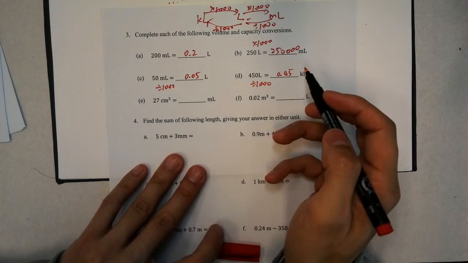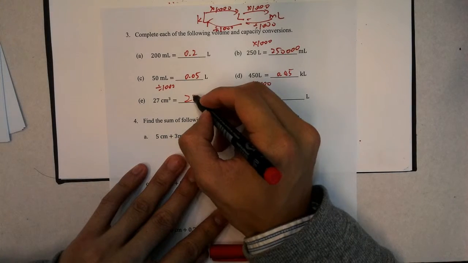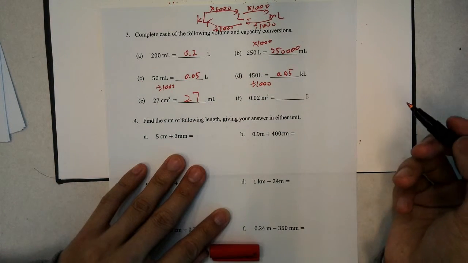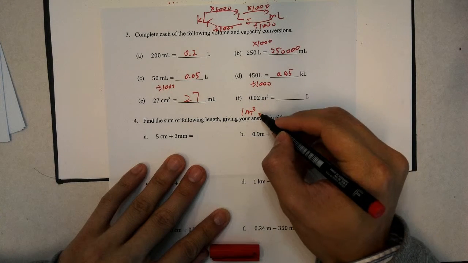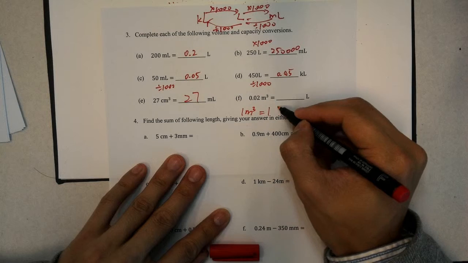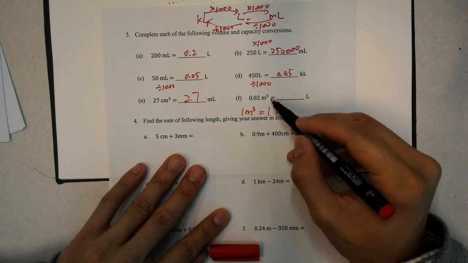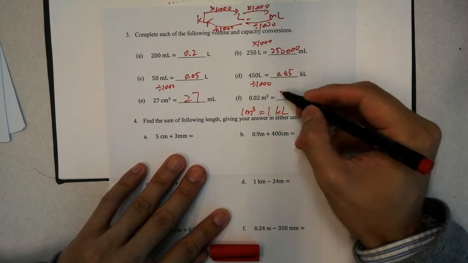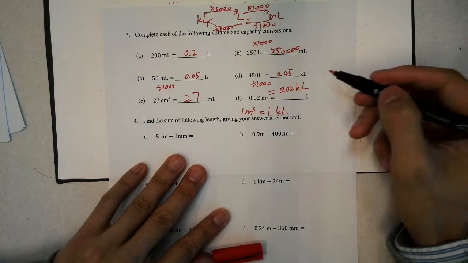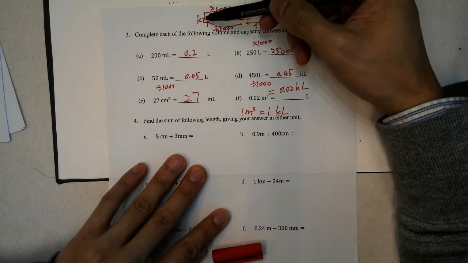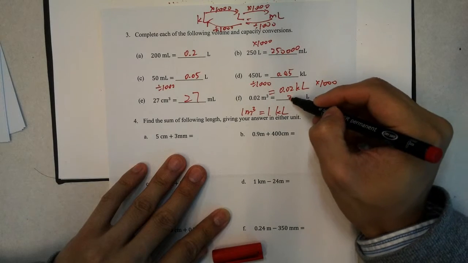And this is another one. Centimeters square actually is exactly the same as millimeters square. And next one, we know that the meter cube is equal to 1 kiloliter. So therefore 0.02 meters cube is equal to 0.02 kiloliters. And we convert from kiloliters to liters, we times by 1,000, so we have 20 liters.